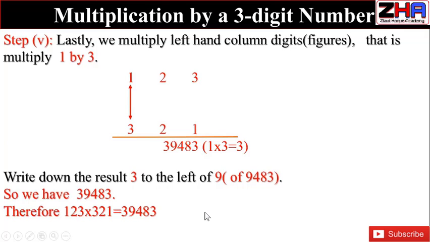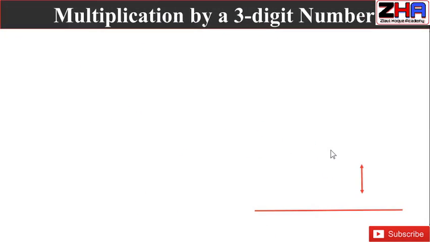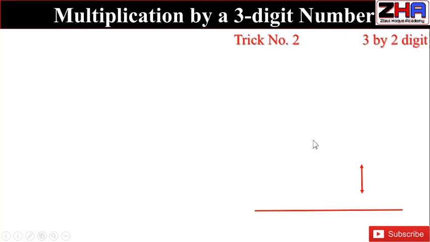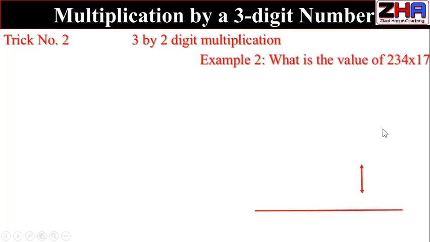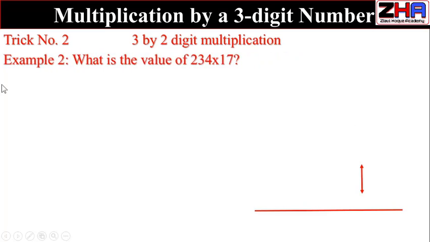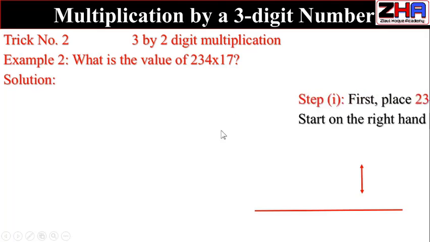This is the simple method or trick to multiply a 3-digit number with another 3-digit number. Now trick number 2, 3 by 2-digit multiplication. Example 2. What is the value of 234 into 17?